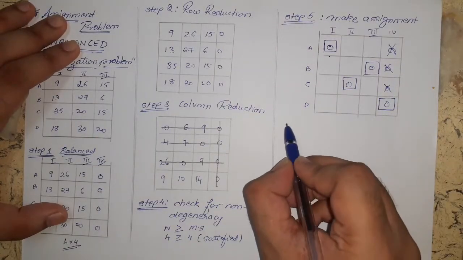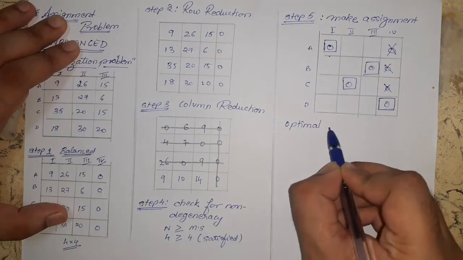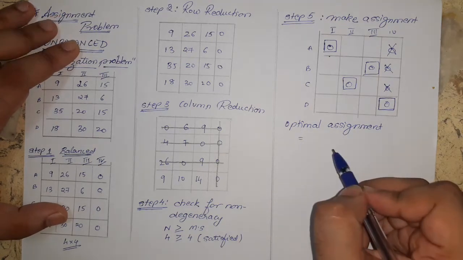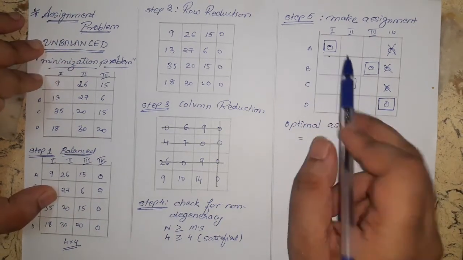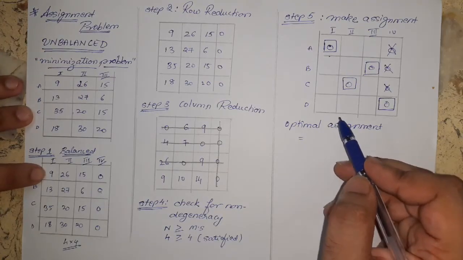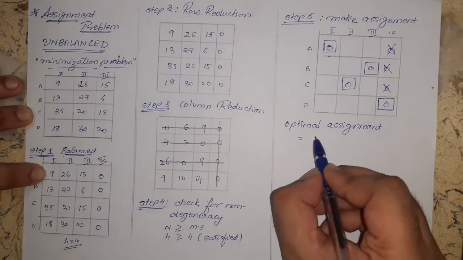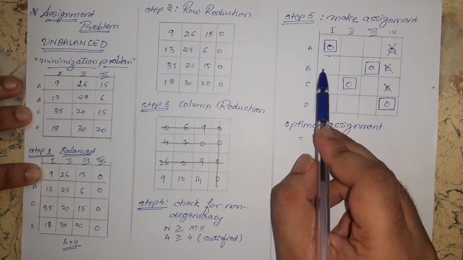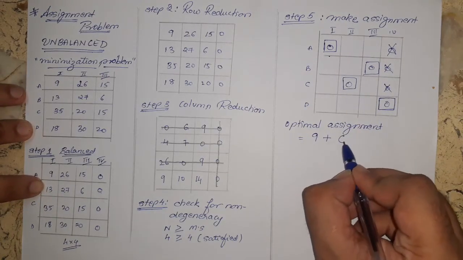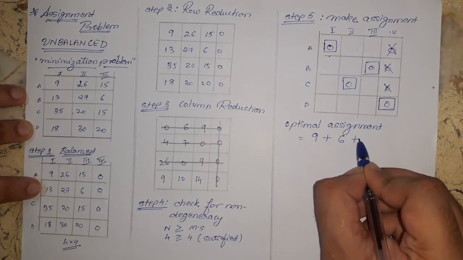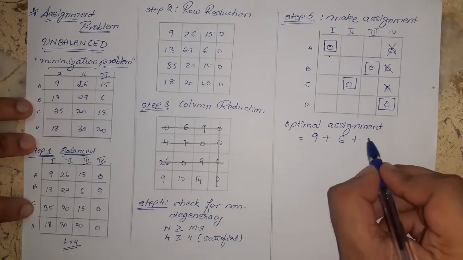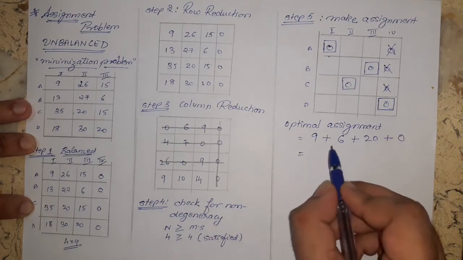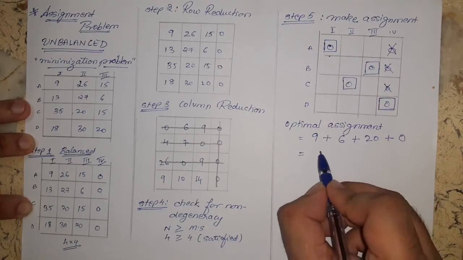So the final solution, the optimal assignment, is equal to: first, A1 has been selected. Now for A1, you'll have to check from your balanced table. Your A1 is 9, plus we have B3 is 6, plus C2 is 20, and D4 is 0. So 9 plus 6 is 15, plus 20 is 35.